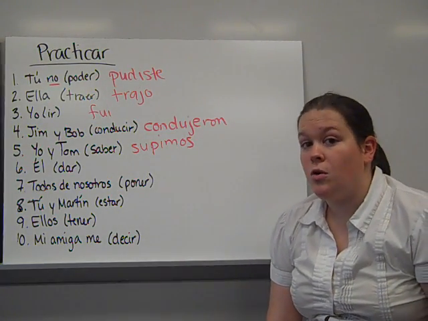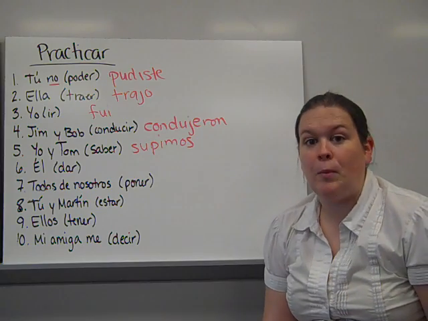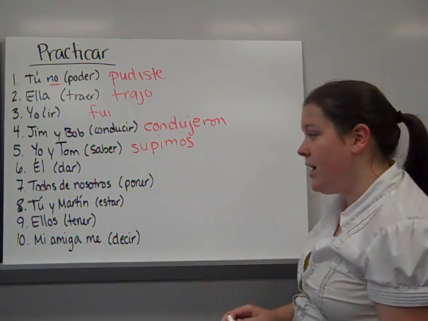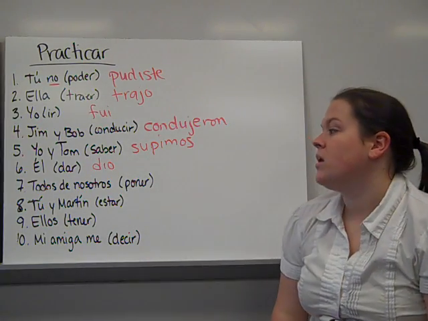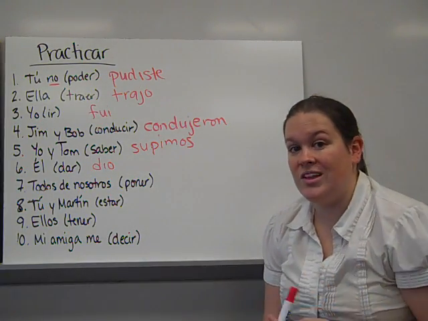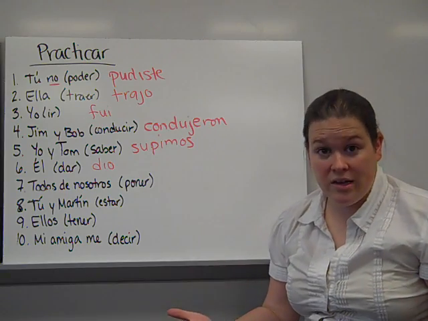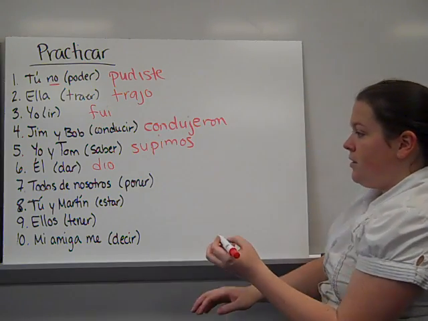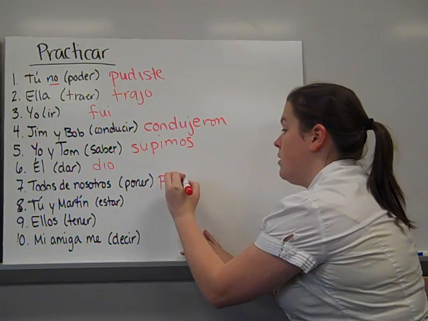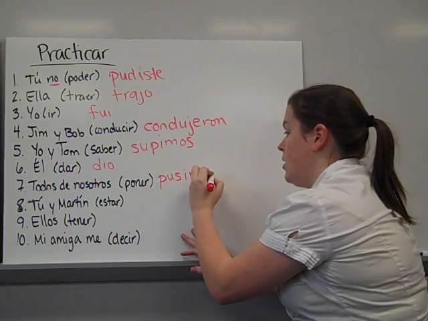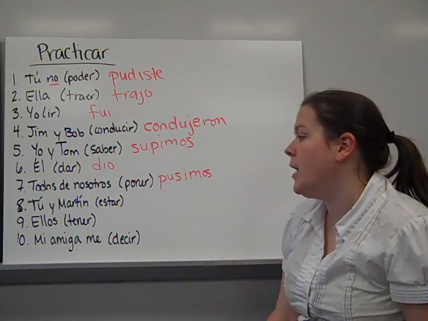Él dar, you would normally think this is dé, but in this case, it's conjugated as an ER-IR verb, so dio. No accent, because it is irregular. Todos de nosotros, that's all of us, so we, it's still we. Poner, this is a PS verb. Imos is the ending that you add.